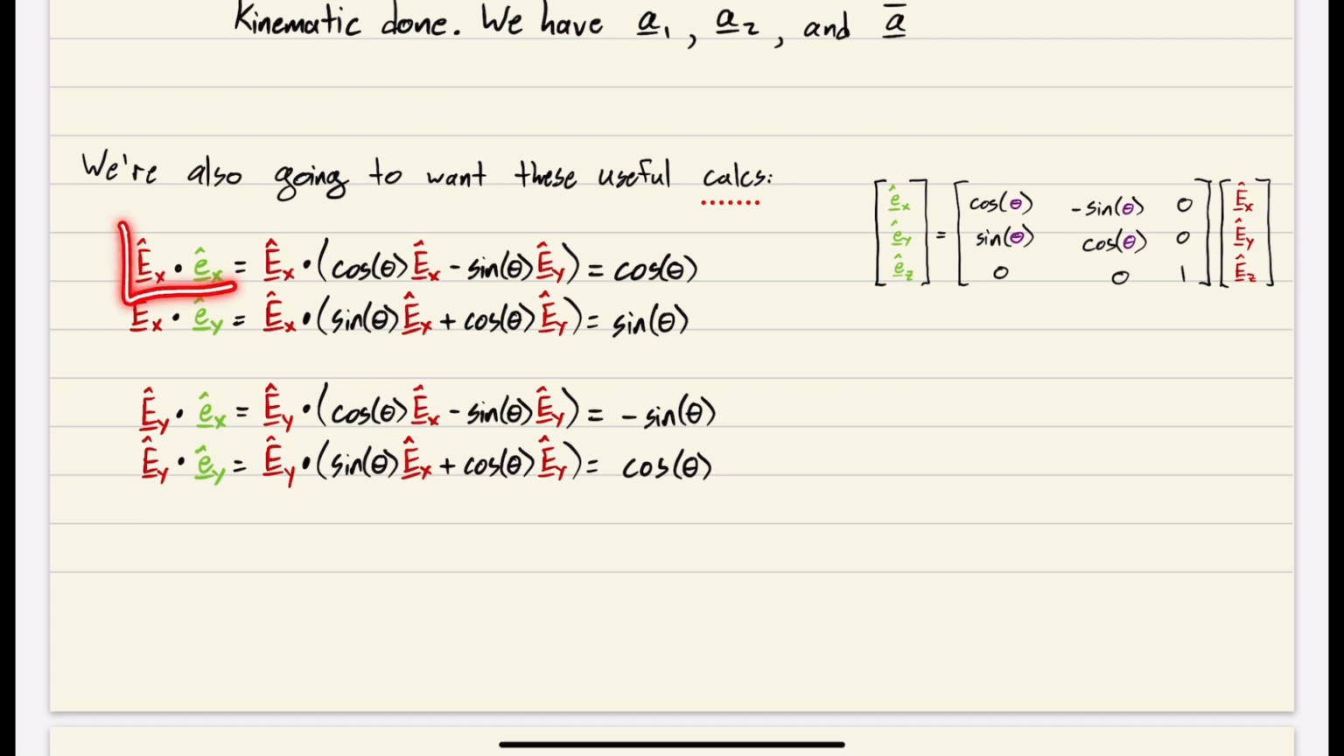So we want this red EX dotted with our green EX. So red EX dotted with, this is the green EX right here. And if we look over here at our rotation matrix, green EX is equal to cosine theta red EX minus sine theta red EY, 0 in the EZ. So this right here, this is the green EX. And when we dot product this, we get just cosine theta because EX dotted with EY is 0. So we just end up with cosine theta. And then we do the same thing for these other 3.